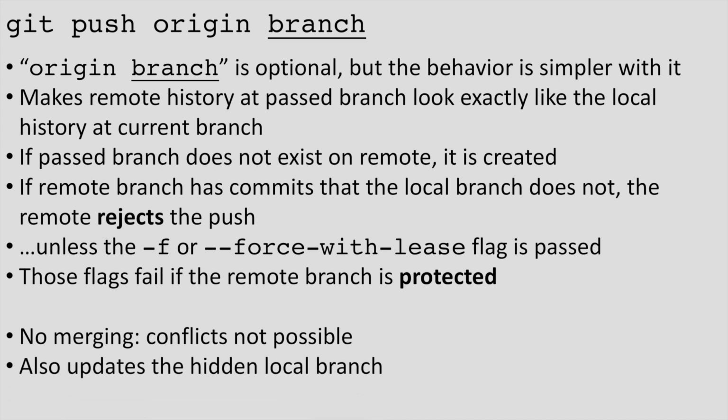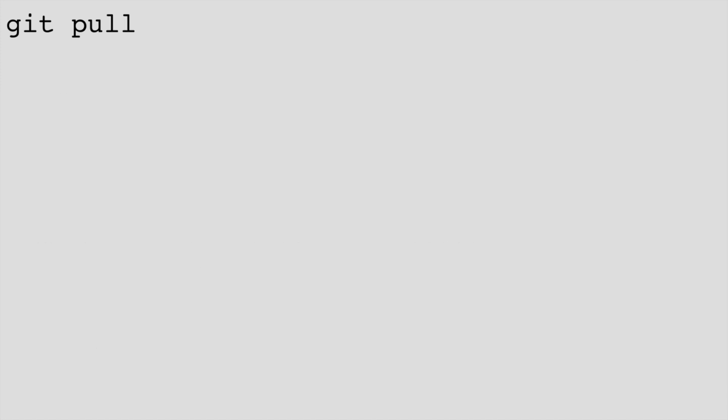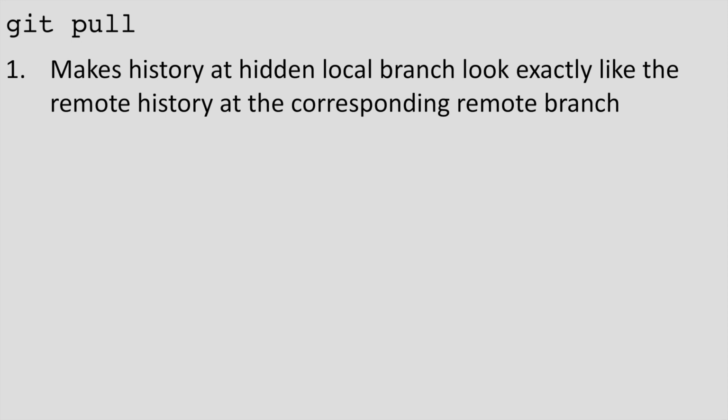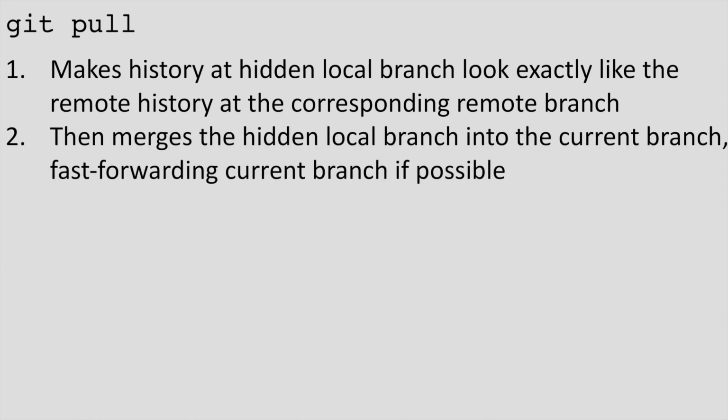Git pull. The first thing git pull does is it makes the history at the local hidden branch look exactly like the remote history at the corresponding remote branch. Then it merges the local hidden branch into the current branch, fast forwarding the current branch if possible. Since it merges, conflicts are possible.